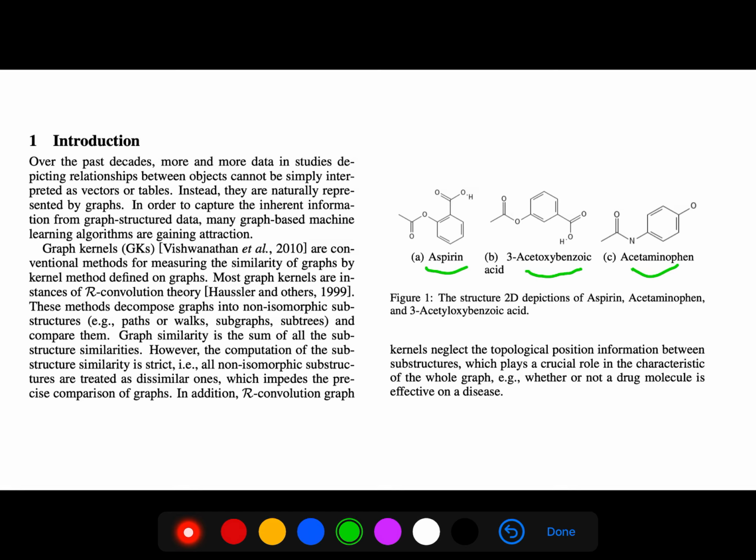The computation of substructure similarities is strict. For example, all non-isomorphic substructures are treated as dissimilar ones, which impedes the precise comparison of graphs. In addition, R-convolution graph kernels neglect the topological position information between substructures, which plays a crucial role in the characteristics of the whole graph, for example, whether or not a drug molecule is effective on a disease.